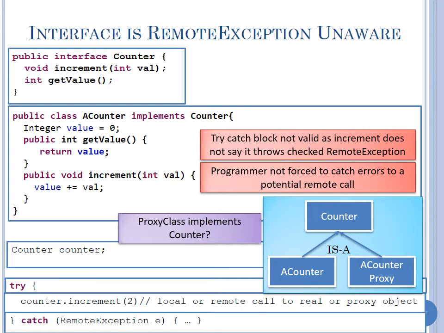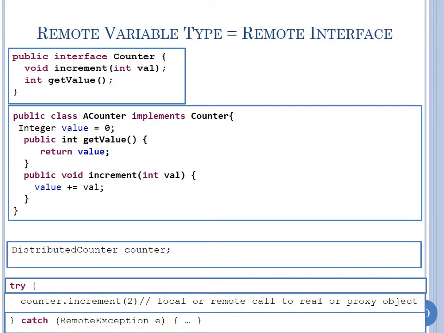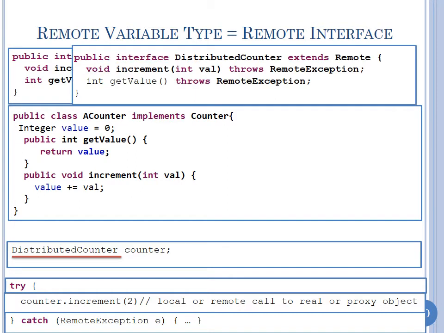Okay, so how do we fix this problem? Well, we'll create another interface called distributed counter. Okay, not counter. And distributed counter is like counter, except that every method header there says that the called method can throw a remote exception. And any remote interface, any interface of a remote object that we create, we need it to have the property that every method in that interface says it throws a remote exception. Okay, so we've done that.